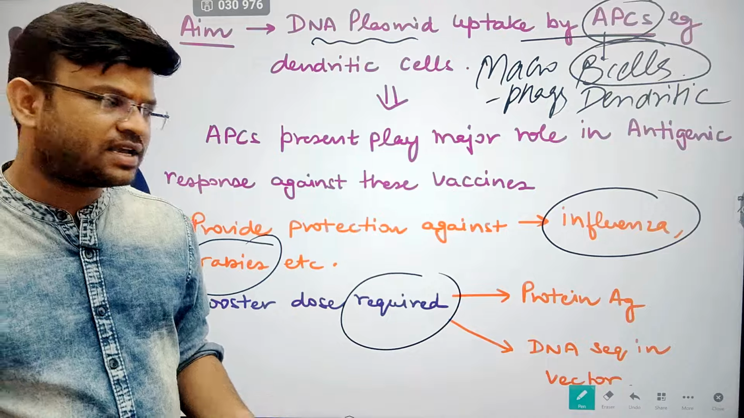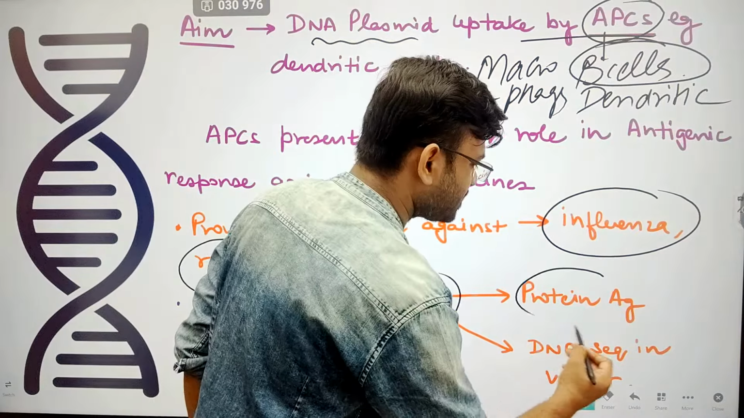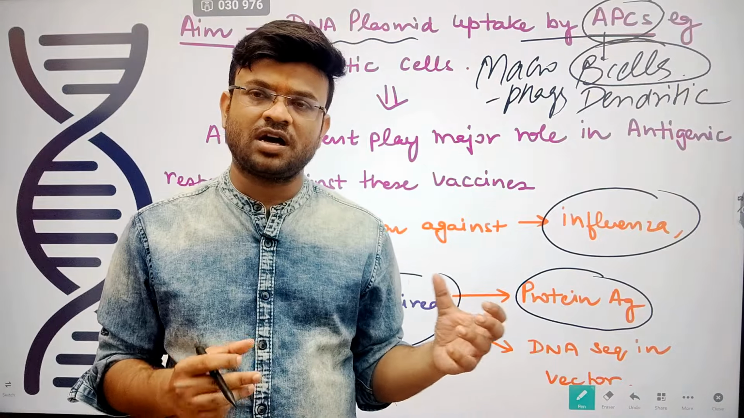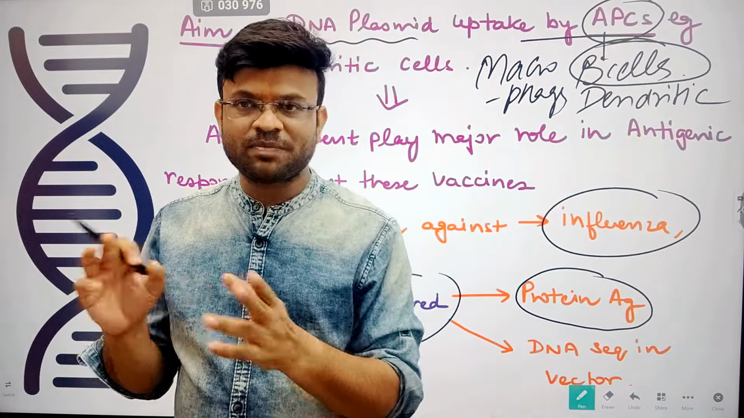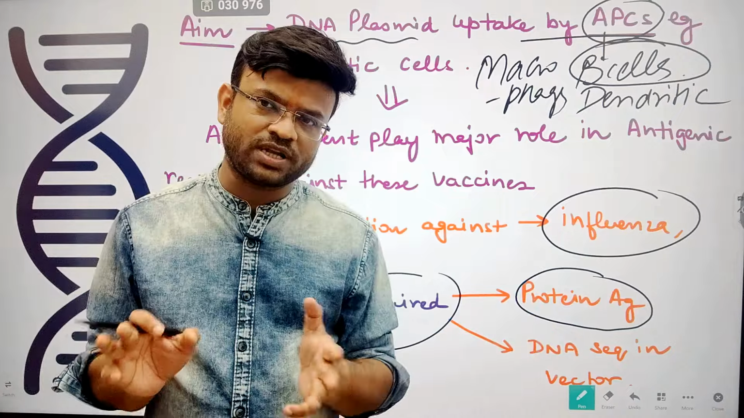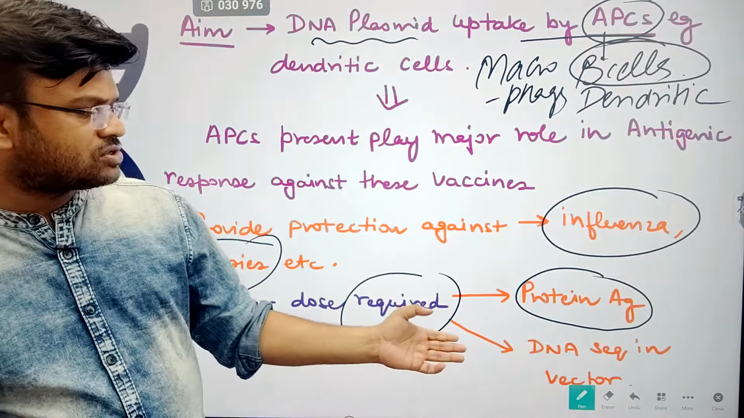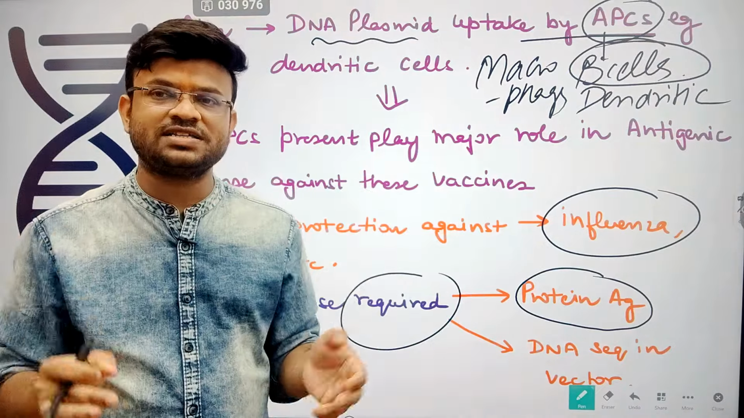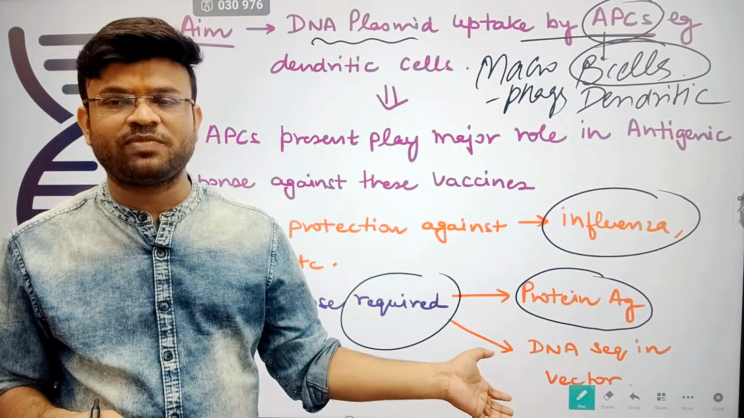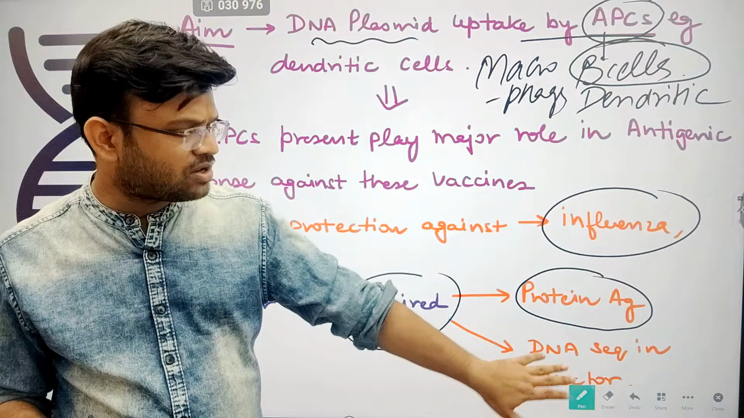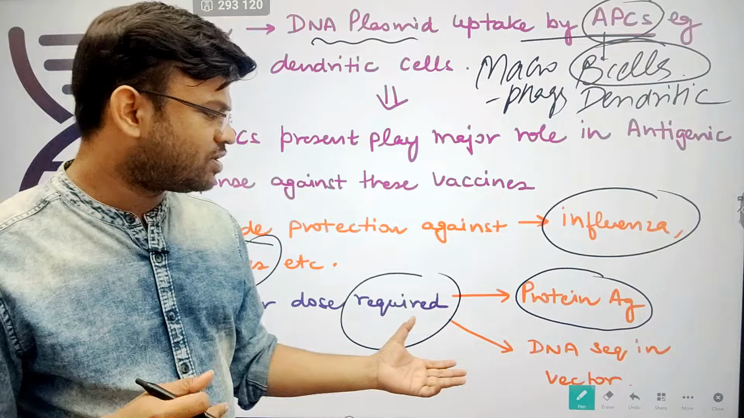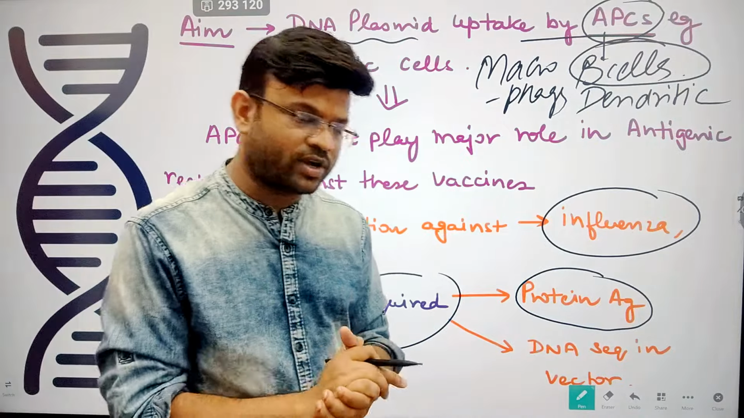It should either contain the protein antigen itself. Remember, we had started with the protein antigen, the same antigen proteins that were made by the plasmid DNA. You can directly give the protein antigen itself, or you can also give the DNA sequence in the form of a vector. So we had given the DNA sequence in the form of a vector previously, in the form of a plasmid, right? So that same can be done, or you can directly inject the protein itself. That can also be done in the form of a booster, but booster doses are required over here.